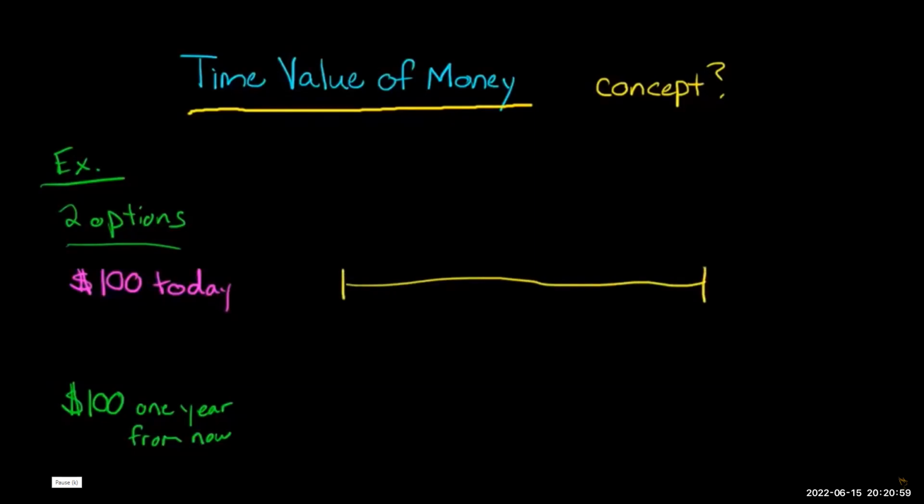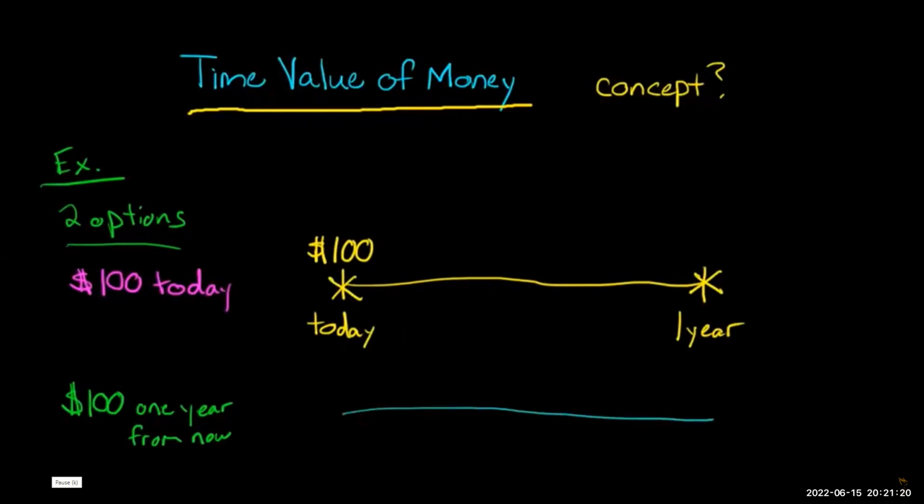So here in this option, we're getting the $100 right here, which we'll call that today. This is today. And then over here, this is 1 year from now. Now let's go down to our other option and we'll have a little timeline. And again, right here is today, and you're not getting anything today. There's nothing here because you're getting it 1 year from now. You're going to be handed right here $100.